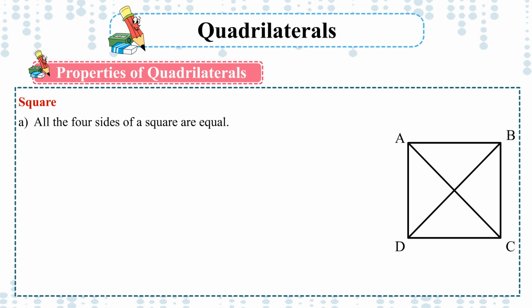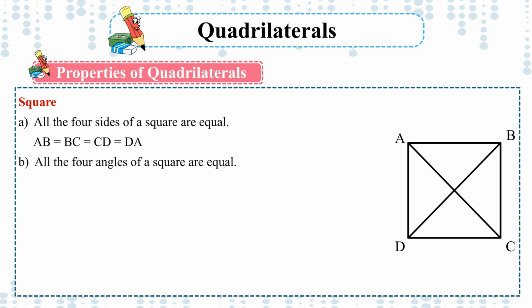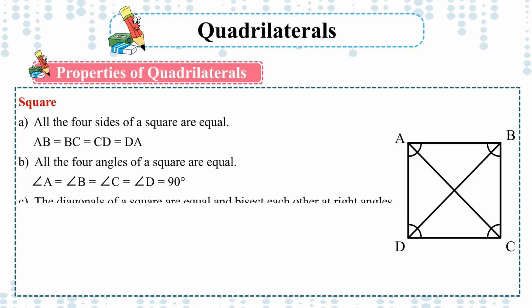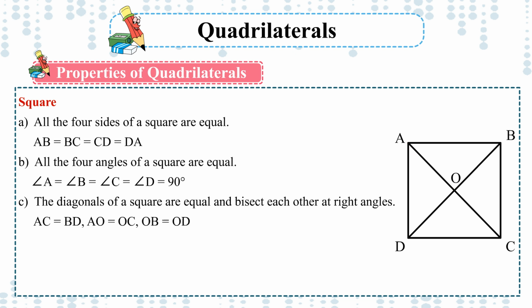Square. A. All four sides of a square are equal. AB is equal to BC is equal to CD is equal to DA. B. All four angles of a square are equal. Angle A is equal to angle B is equal to angle C is equal to angle D is equal to 90 degrees. C. The diagonals of a square are equal and bisect each other at right angles. AC is equal to BD.